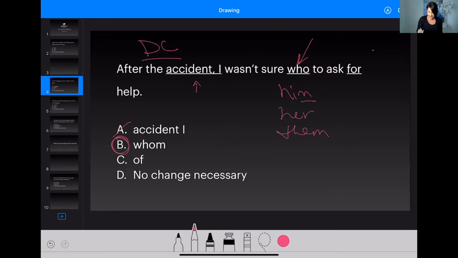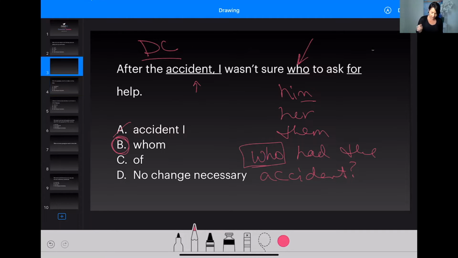Now, if I said something like this, "Who had the accident?" Let's just make it simple. Who had the accident? This would be correct in this situation because you would say he had the accident. She was in an accident. They were in an accident. But in this case, I wasn't sure whom to ask because I was going to ask him. Sally asked her. Okay, so that's why we want to make sure we know the difference between them.